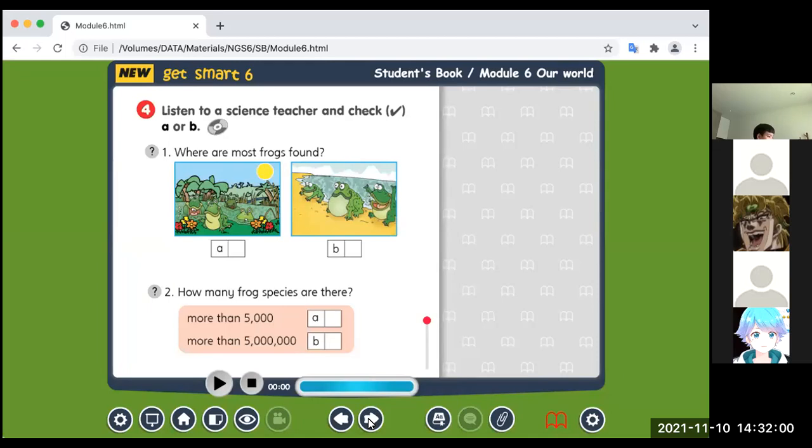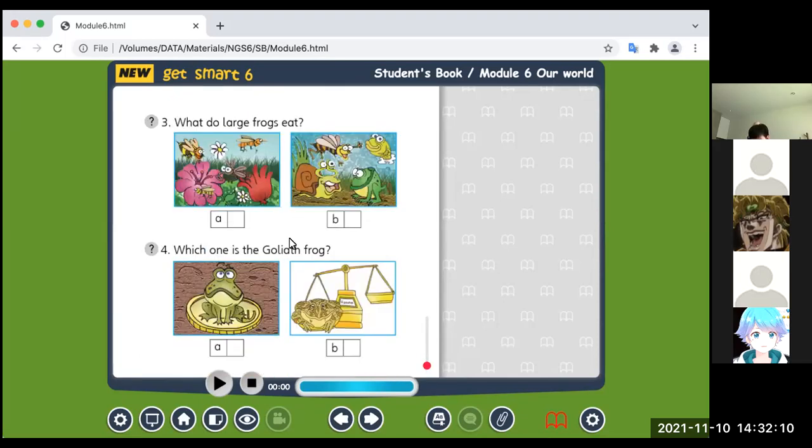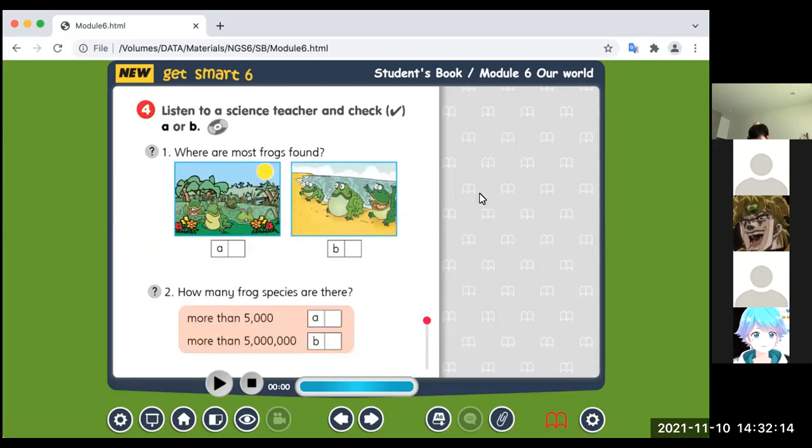Where are the most frogs found? How many frog species are there? What do frogs eat? And which one is the Goliath frog? So in your student book, check A or B while listening to the recording.